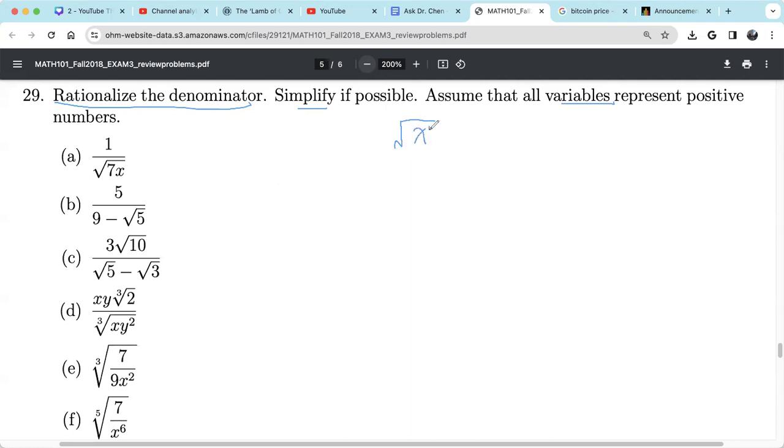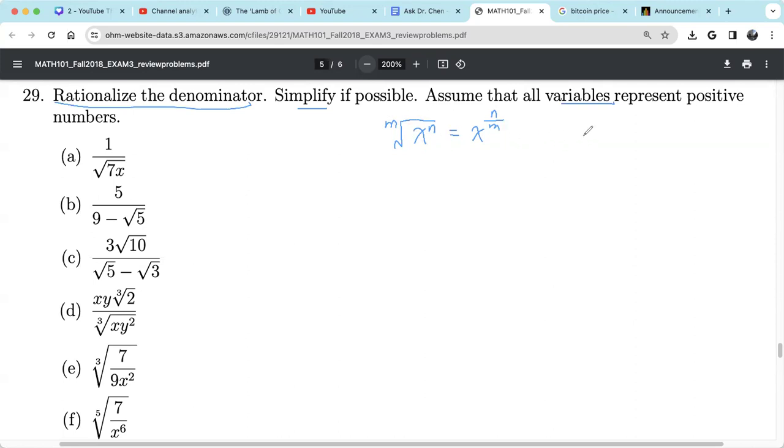If we have x raised to the power n, where the exponent is n and the index is m, we can write this as x raised to n divided by m. So we have a fraction in the exponent. The numerator of the fraction is the power of x. The denominator of the fraction exponent is the index. So when we rationalize, we want to rationalize this.